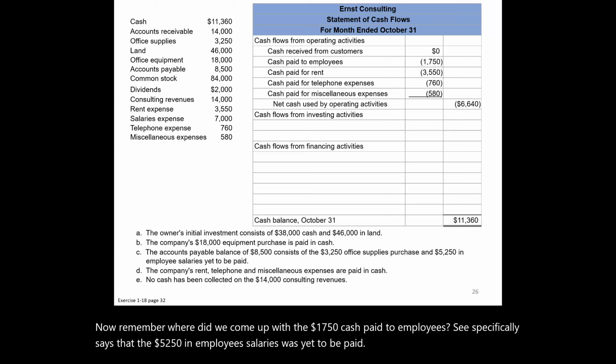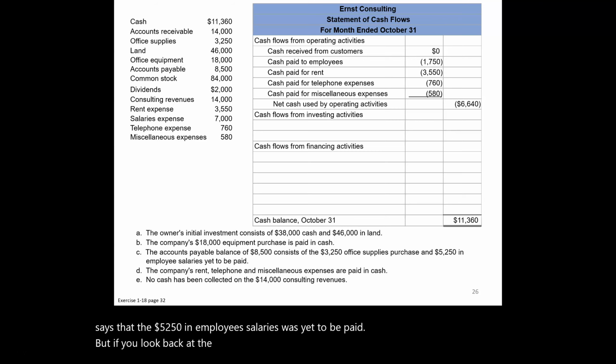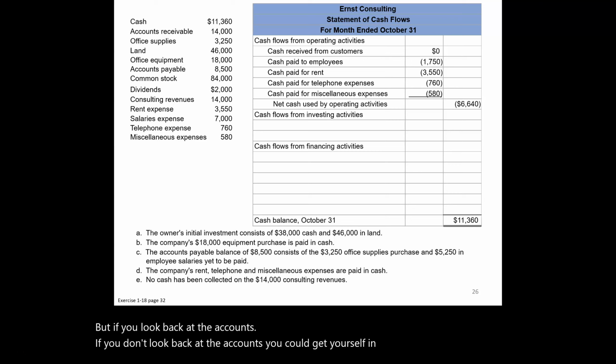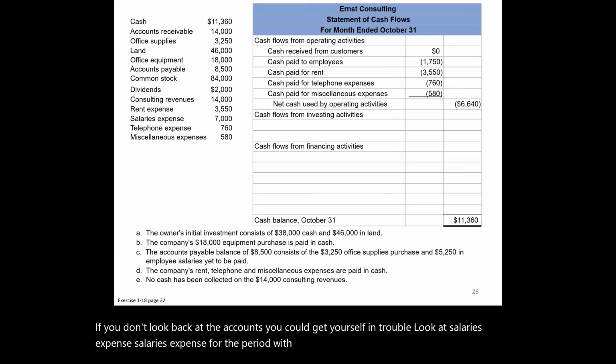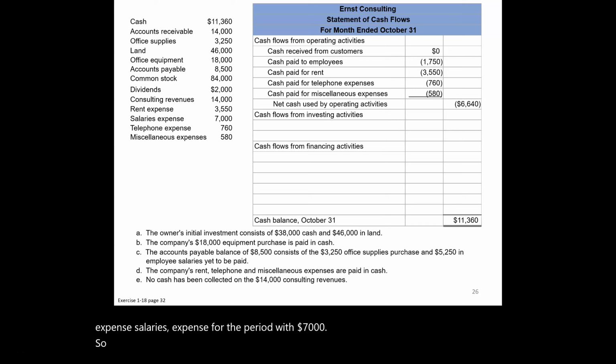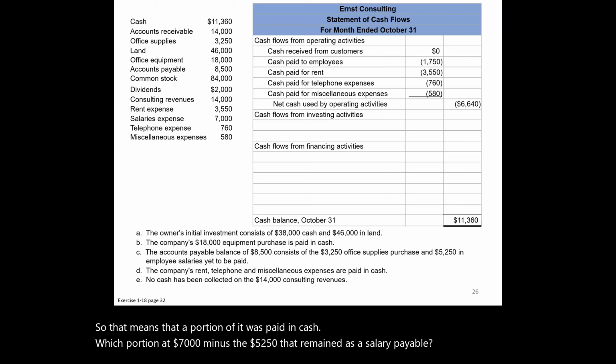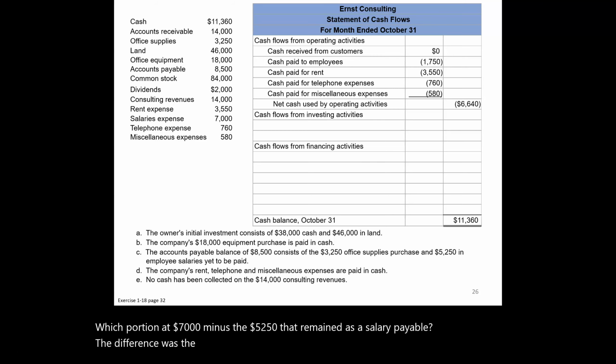But if you don't look back at the accounts, you could get yourself in trouble. Look at salaries expense. Salaries expense for the period was $7,000. So that means that a portion of it was paid in cash. Which portion? Well, it's $7,000 minus the $5,250 that remained as a salary payable. The difference was the $1,750 actually paid in cash.